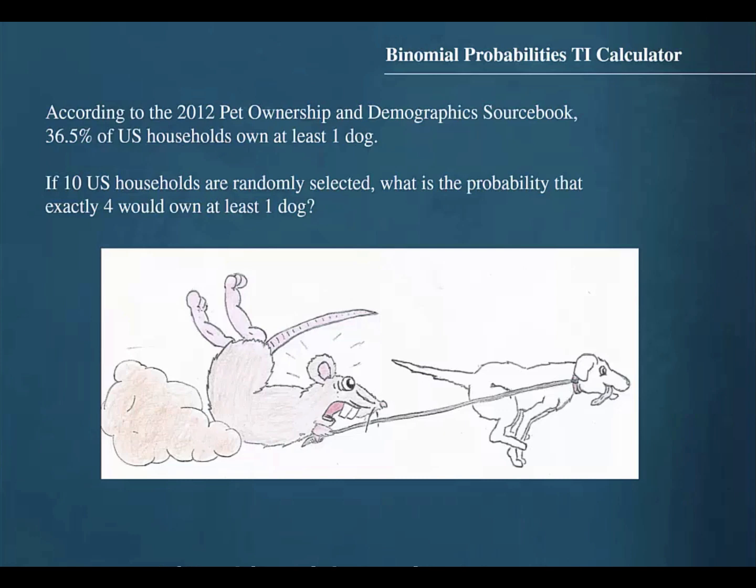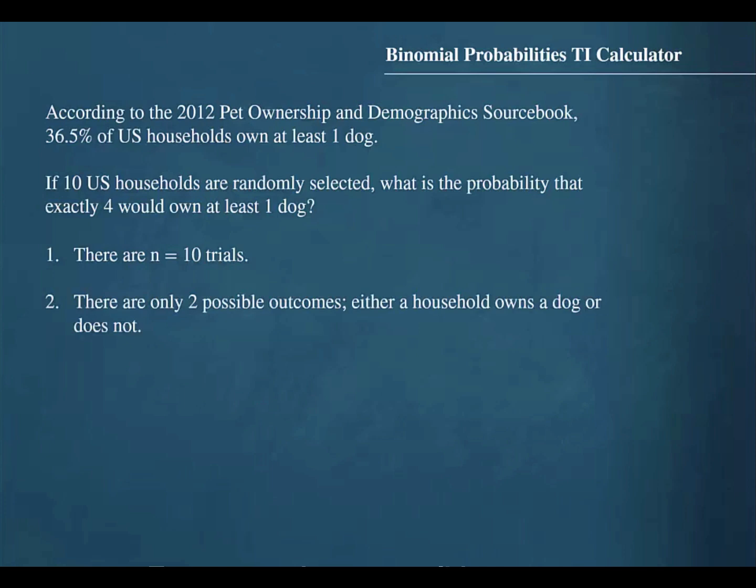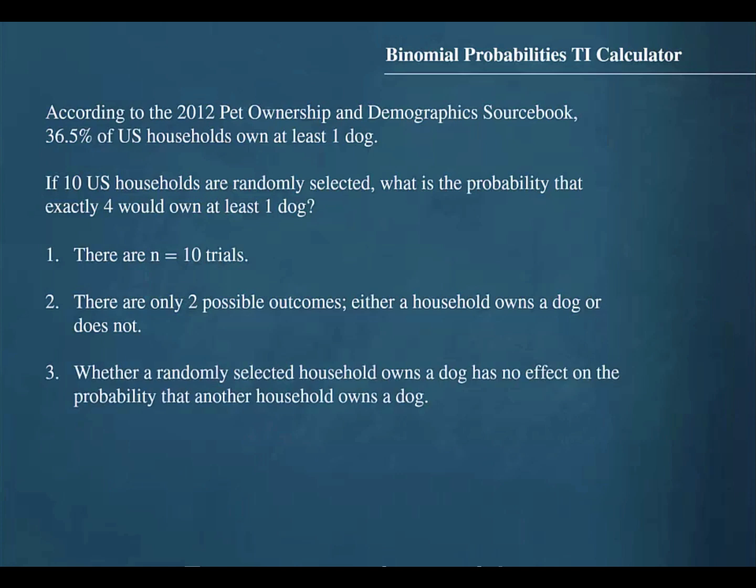Let's make sure that all of the criteria for a binomial experiment are met. There are a fixed number of trials. 10 households will be randomly selected, so n is equal to 10. There are only two possible outcomes: either a household owns a dog or does not. We will assign a success to finding a household that owns at least one dog. The outcome of each trial must be independent of one another. Whether a randomly selected household owns a dog has no effect on the probability that another household also owns a dog. The probability of success remains constant at 0.365 from trial to trial.